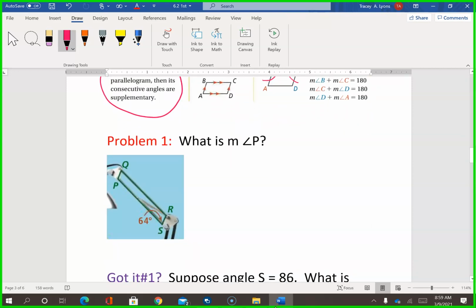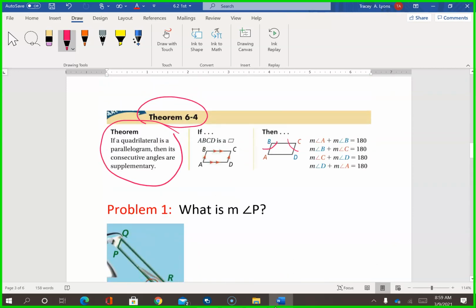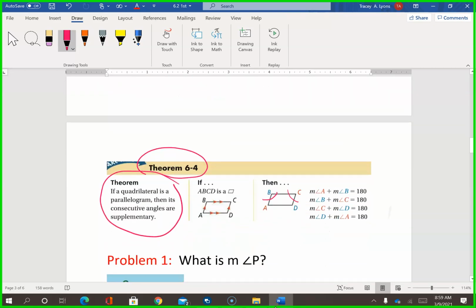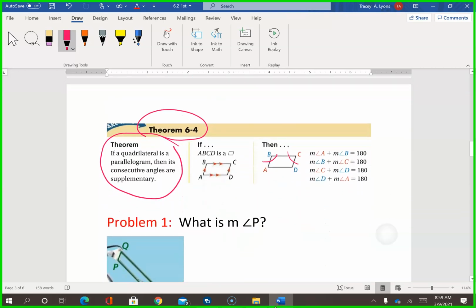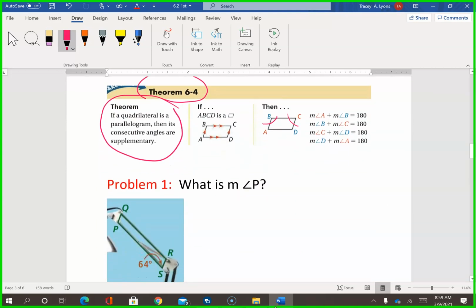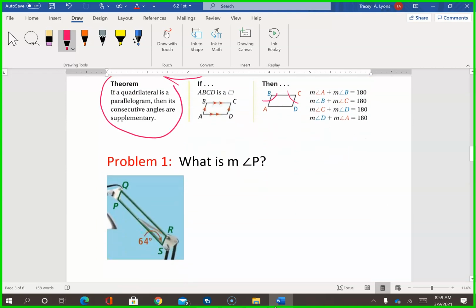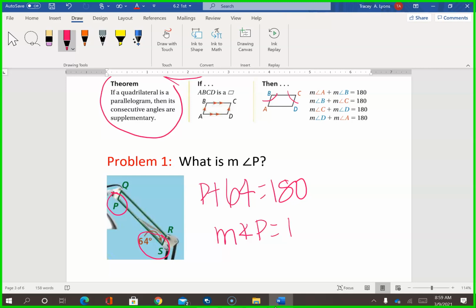This one, what is the measure of angle P? So again, it said consecutive angles are those that share a common side. It also said consecutive angles are supplementary, so you've got to remember that. So in this one, we want angle P, and they give us angle S. Are those consecutive? They're kind of in order around, right? So P plus 64 equals 180, because that's what supplementary means. So the measure of angle P is 180 minus 64, which is 116.